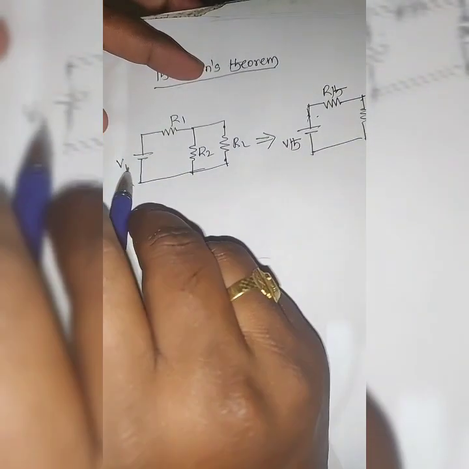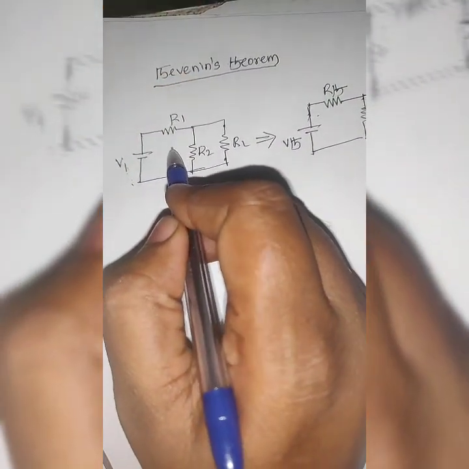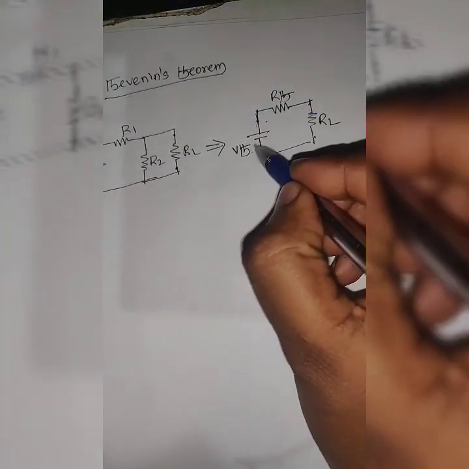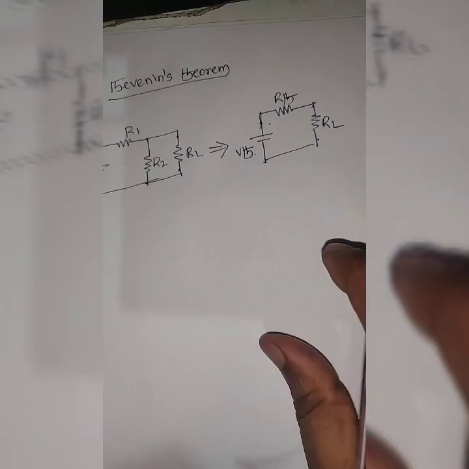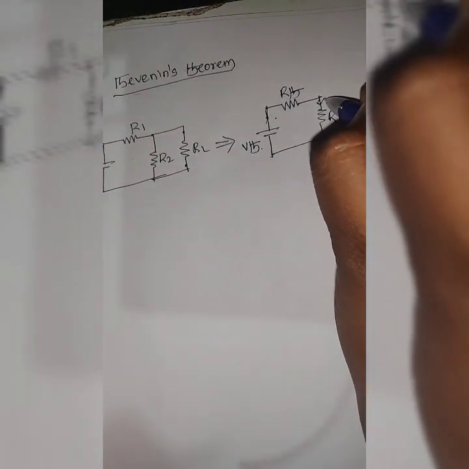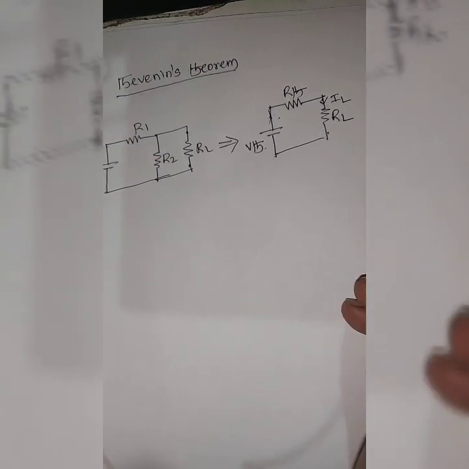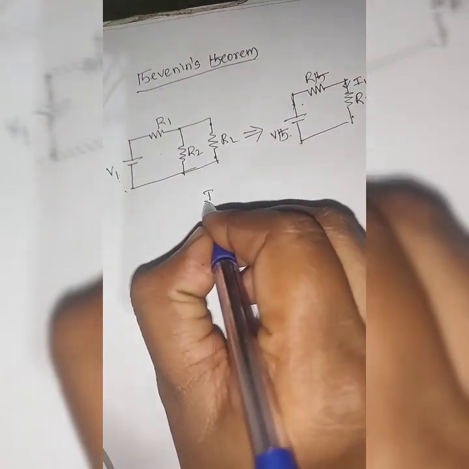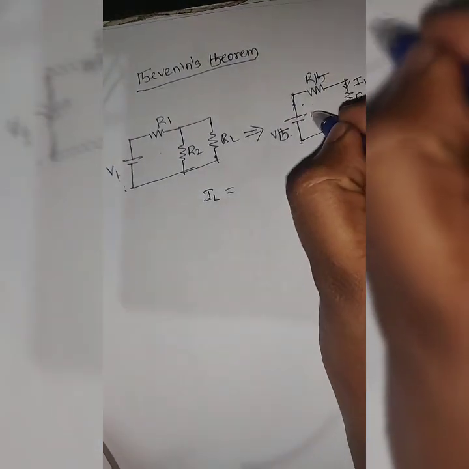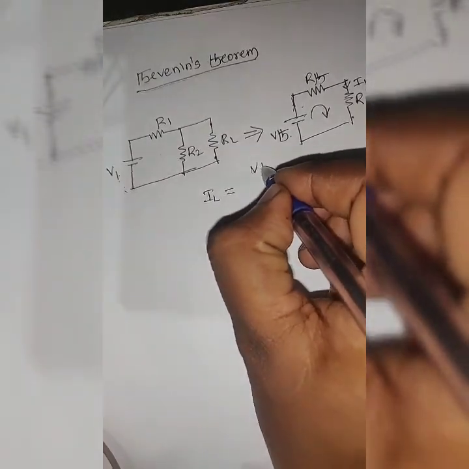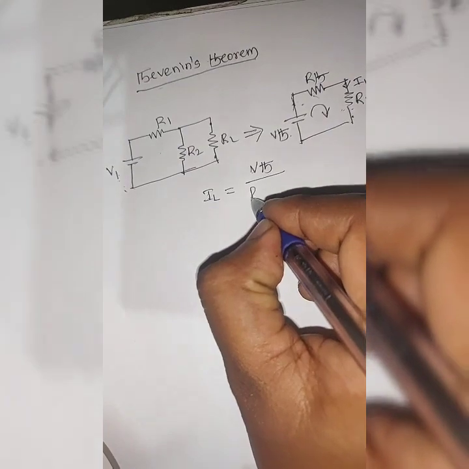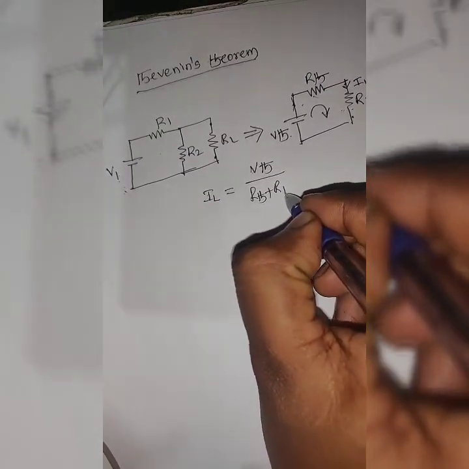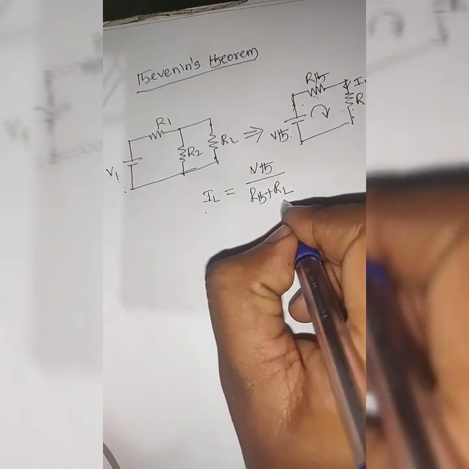There may not be only one voltage source here. It may be two voltage sources with a current source, or other sources, and they are all replaced with a single equivalent voltage source VTH with a series resistance RTH. After the simplification, we can obtain the current through the load resistance RL by using the known formula. This is a series circuit, the voltage is VTH and the resistance is RTH plus RL. The resistances are additive in series connection. So IL is equal to VTH by RTH plus RL.